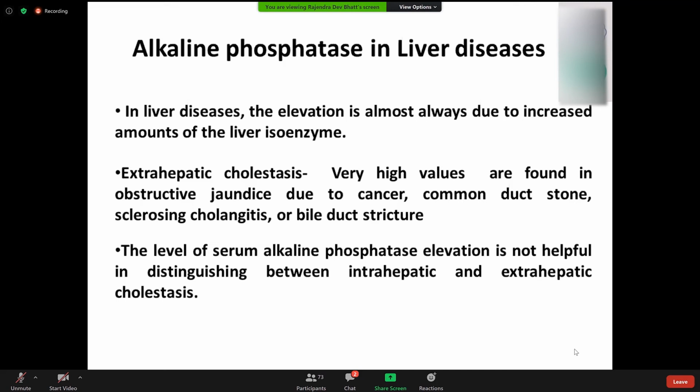The level of serum alkaline phosphatase elevation is not helpful in distinguishing between intrahepatic and extrahepatic cholestasis. Sometimes it's very, very difficult to differentiate the disease on the basis of only this alkaline phosphatase. However, it's helpful, but on the basis of a single result, you cannot say the patient has a problem in this particular site. That's why we have to go for multiple tests, multiple times, and many varieties of tests.